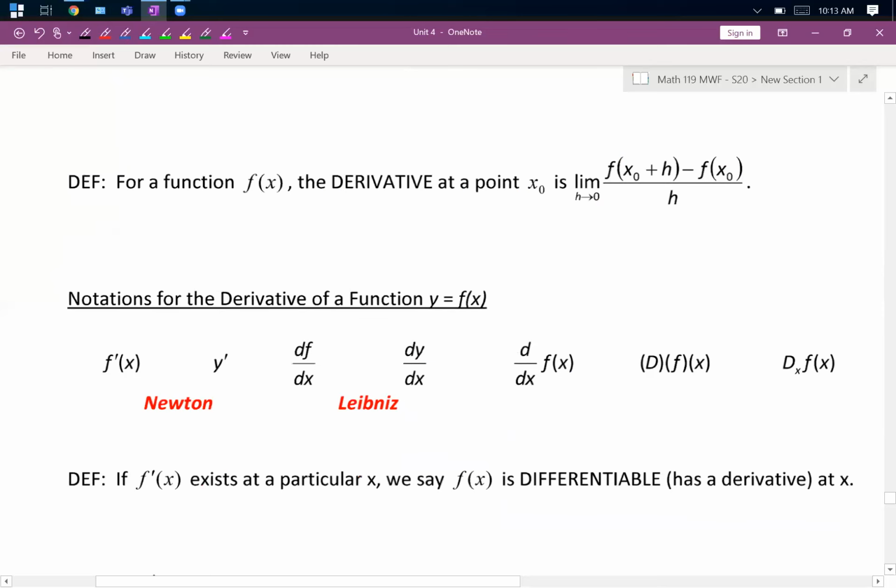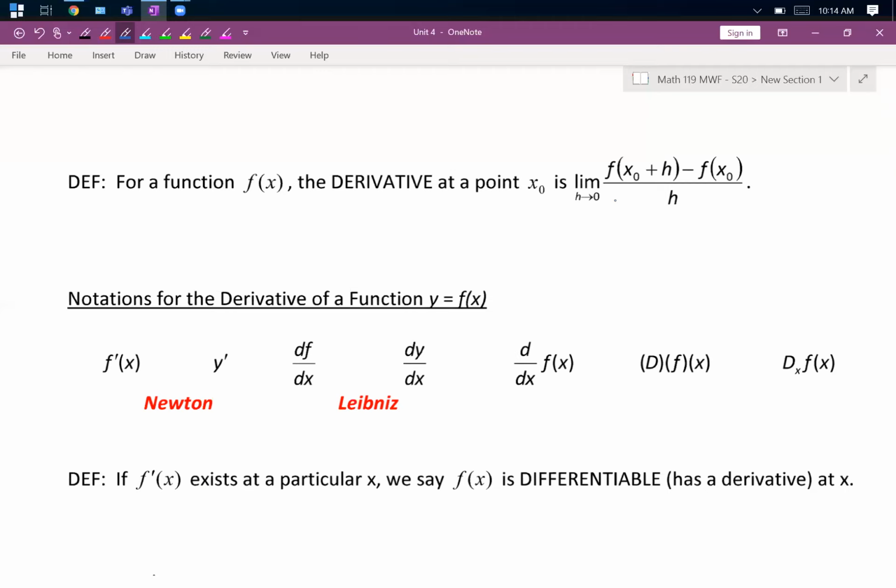For a function f of x, the derivative at some point x, we've defined the derivative to be the slope of the tangent line, and we've defined the slope of the tangent line to be the limit as h approaches 0 of f of x sub 0 plus h minus f of x sub 0 all over h. So we conclude that the derivative is the limit as h approaches 0 of f of x sub 0 plus h minus f of x sub 0 all over h. It's so unnatural for me to say that sub 0 in there. Makes me fumble over my words.